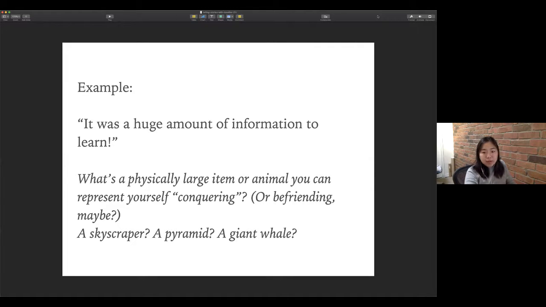If you want to put a human in the picture, what does it mean for that human to be conquering the thing? Does that mean climbing the pyramid? Does that mean swinging off the skyscraper like King Kong? I don't know, it's completely up to you. And what expressions might that person have? Do any of the expressions we looked at earlier from the expressions matrix map well to this scenario?